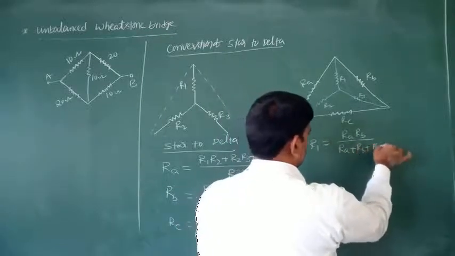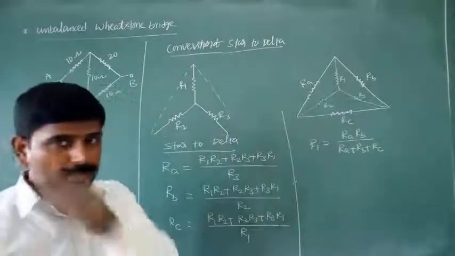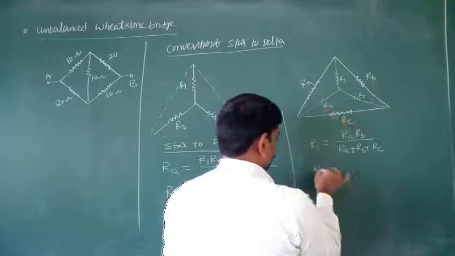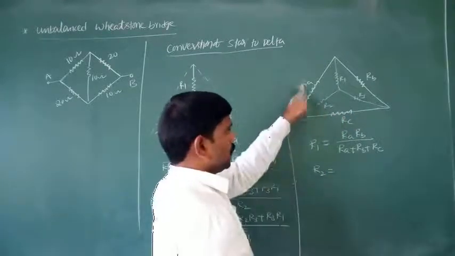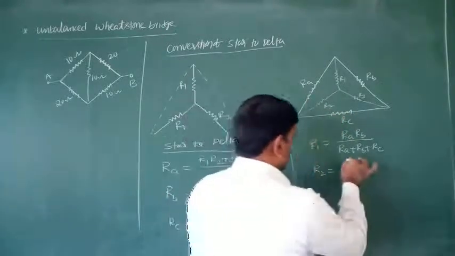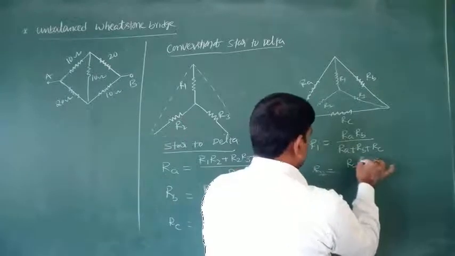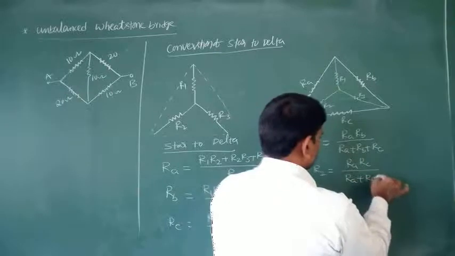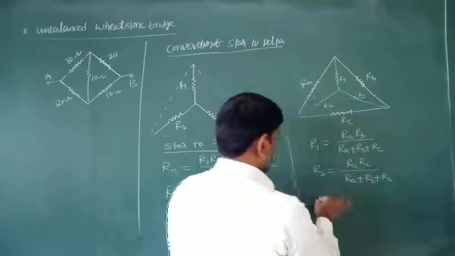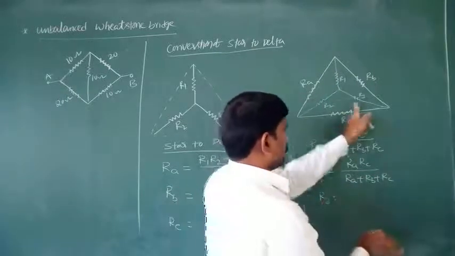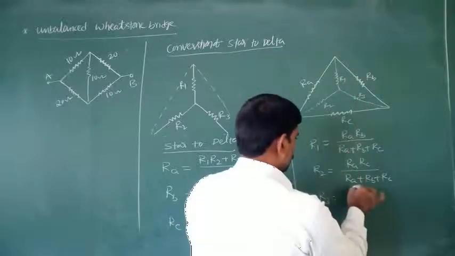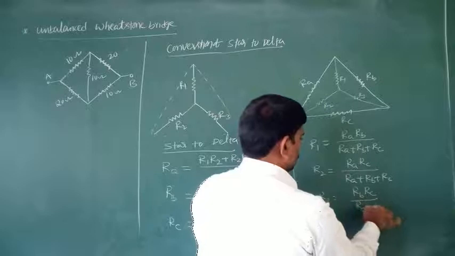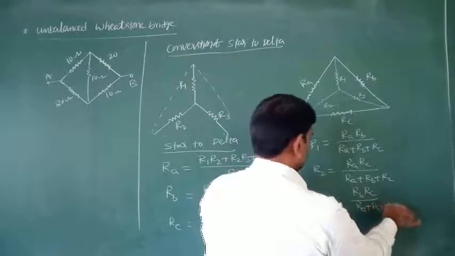Sum of the three resistors: Ra plus Rb plus Rc. Next, what about R2? R2 is equal to the product of these two, that is nothing but Ra into Rc whole by Ra plus Rb plus Rc. Next, R3 is equal to how much? Product of these two: Rb into Rc by Ra plus Rb plus Rc.